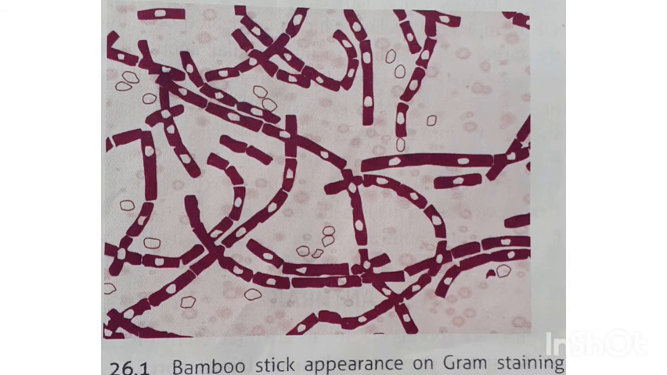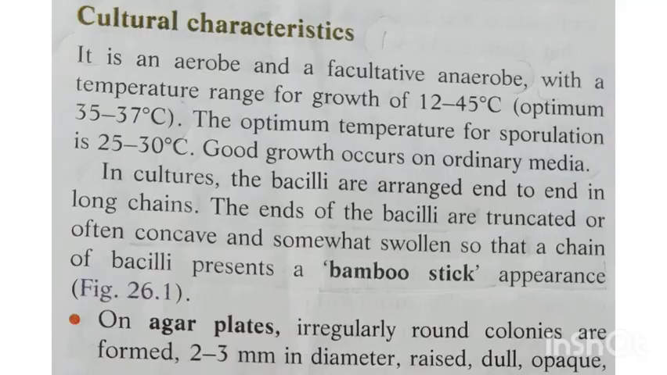Okay. And here you can see the Gram stained picture of Bacillus anthracis. That is, they are arranged singly, in pairs, or in short chains, and spores are arranged in central or subterminal position, and the spores are the same width as the bacillary body, so there is no bulging of the vegetative cell. Okay, next is about their cultural characteristics.